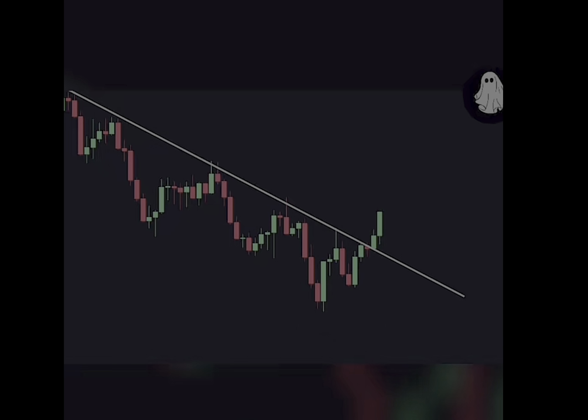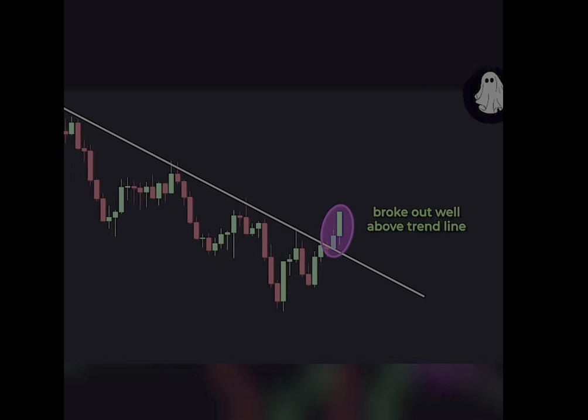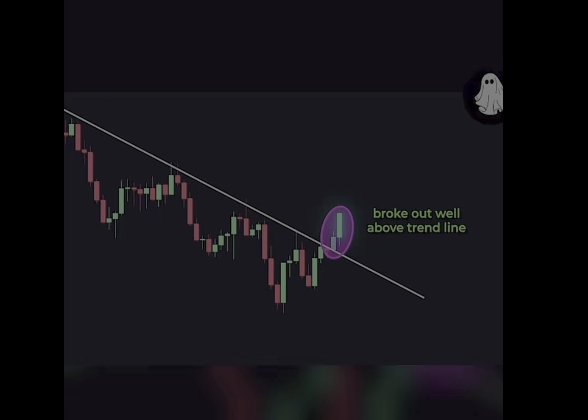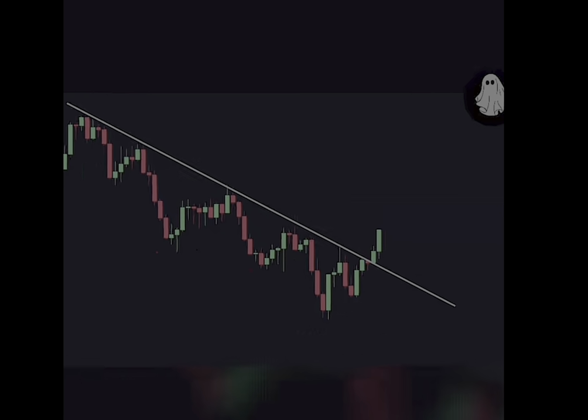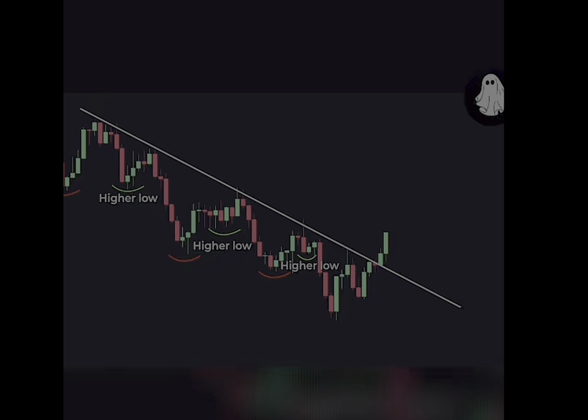Another key confirmation is making sure that when price breaks out, it should close well above the trend line. Because again, we treat trend lines as zones, so we want to see a strong close above the trend line to confirm that price has actually shifted into an uptrend before entering a trade. Now, we want higher lows that are also followed by a trend line breakout, because in this example we see multiple higher lows earlier, but since they were not followed by a trend line breakout, they were not valid entry points.